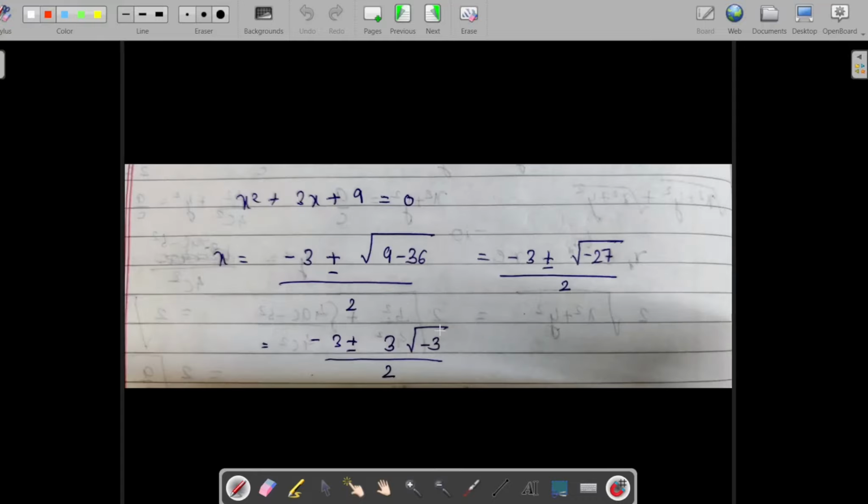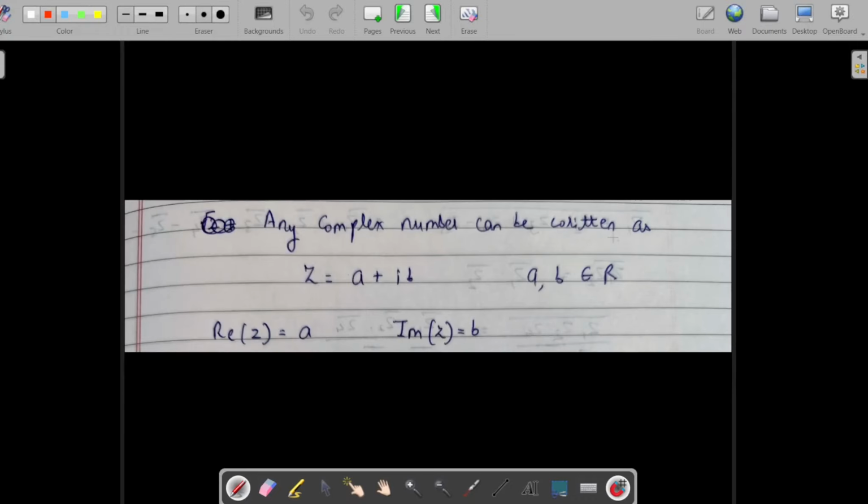So basically the problem was how to deal with quantities like this. Any complex number can be written as z is equal to a plus ib. Z is how we commonly denote a complex number, where a and b both have to be real numbers. The i part is what makes it complex. Now remember, even though we call a and b the real and imaginary parts respectively, i is not the imaginary part, b is the imaginary part, which will be a real number.